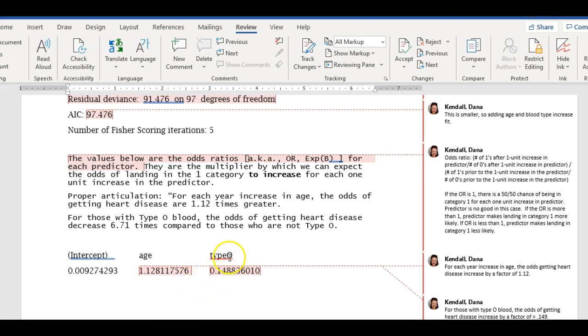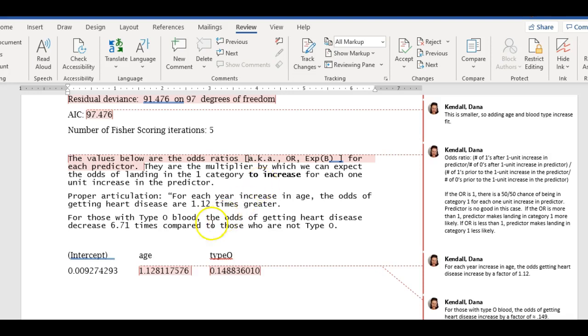And then with type O, it's going to be a little different because remember, the 0 is not type O and the 1 is type O. So as we go from 0 to 1, from non-type O to type O, we can expect a decrease in heart disease because it's less than 1, right? So the proper way to articulate this gets a little bit wordy. And oh, by the way, this odds ratio is the multiplier by which we can expect the odds of landing in category 1 to increase for each 1 unit increase in the predictor.